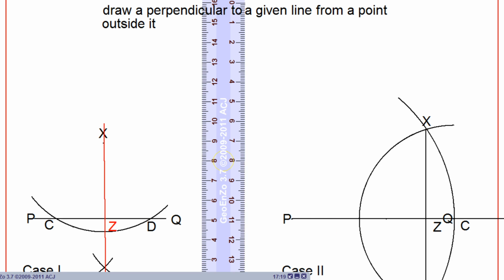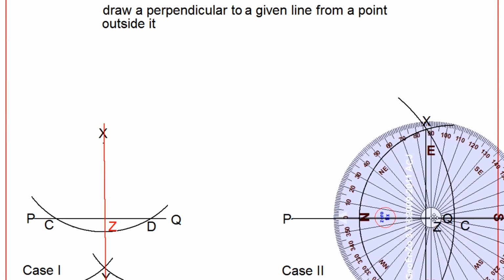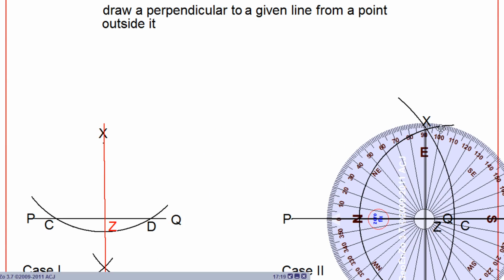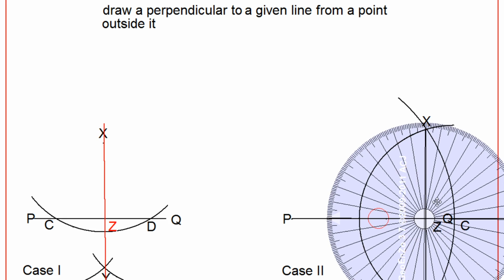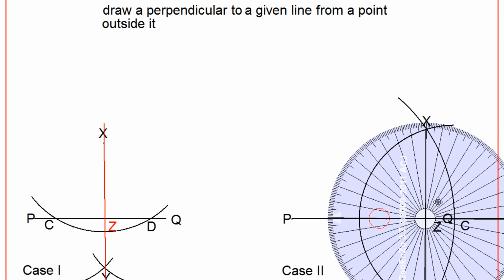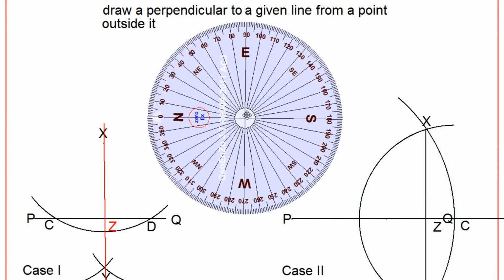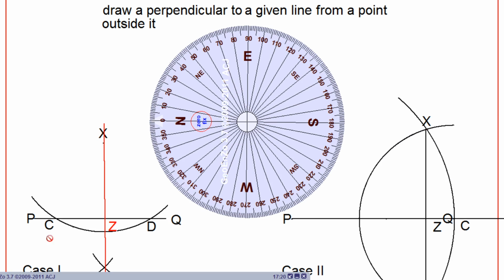Now you can check whether it is a perpendicular or not using the protractor. You bring the protractor here, put it, and just check. You can see that this angle is exactly 90 degrees. So what we did is draw the perpendicular on it.